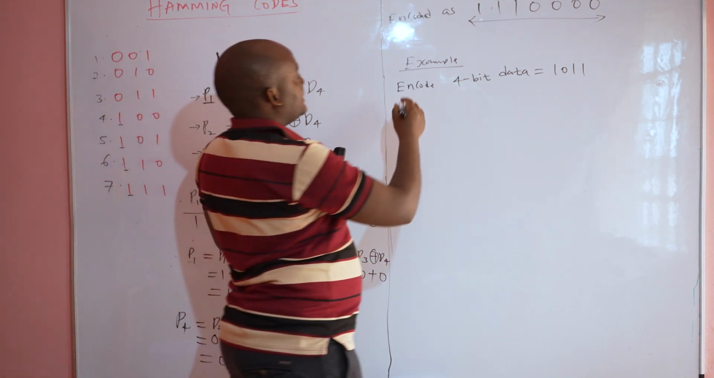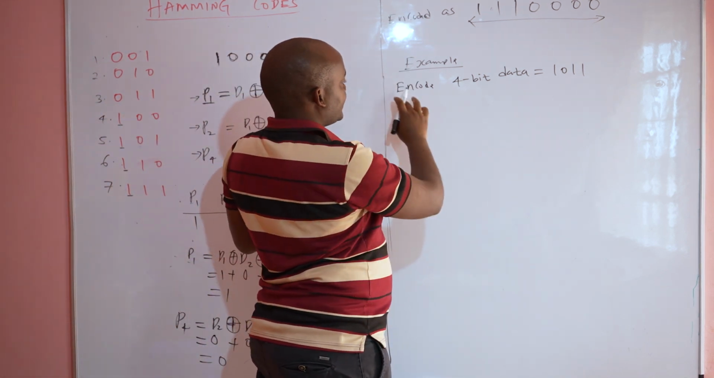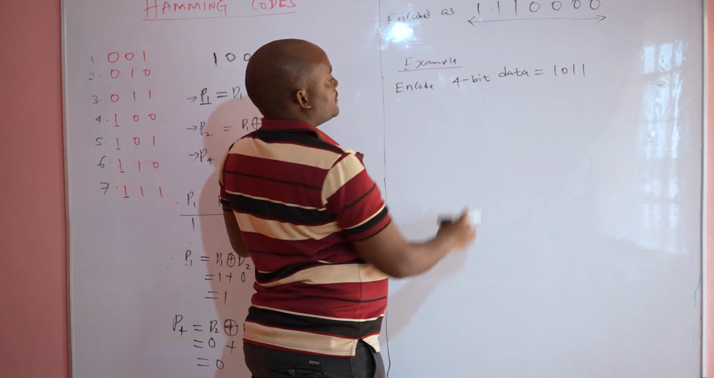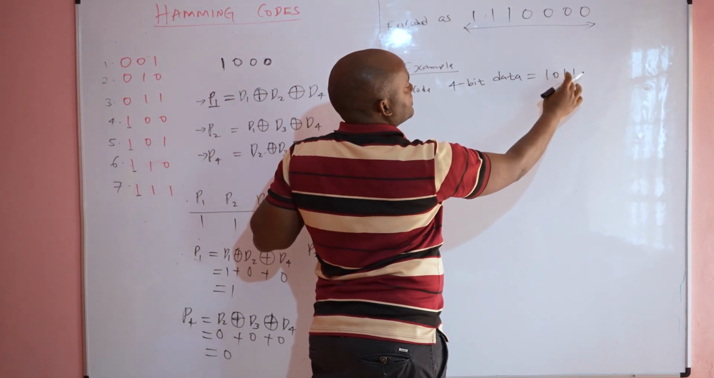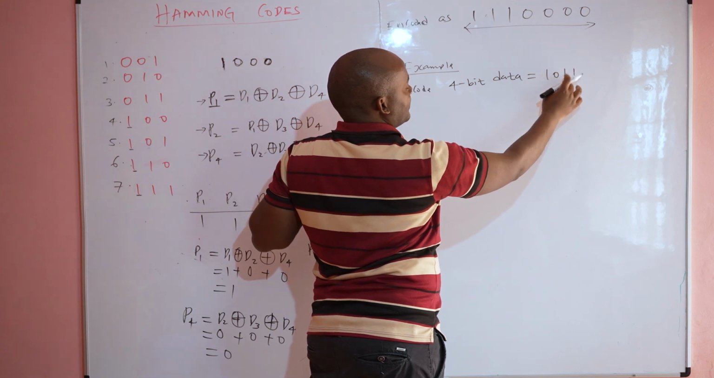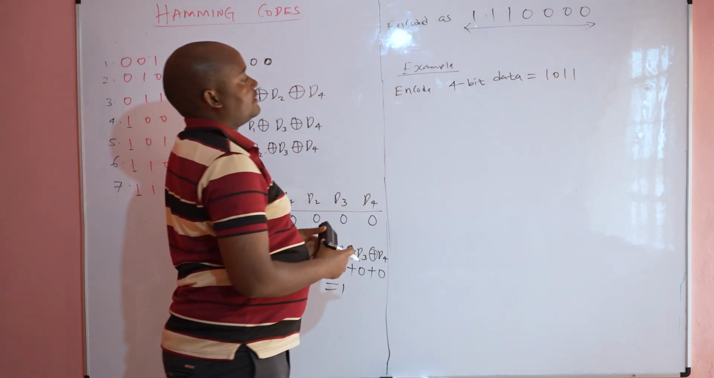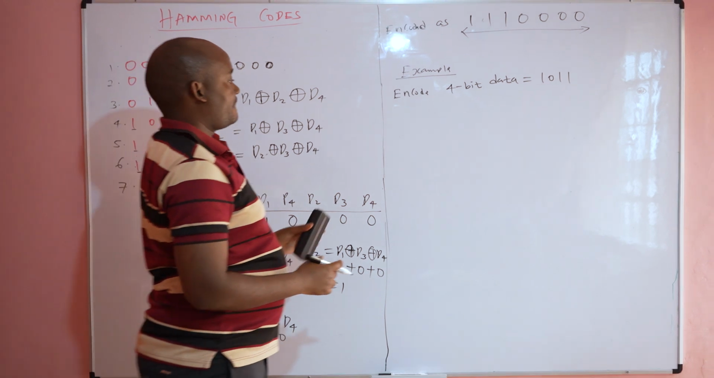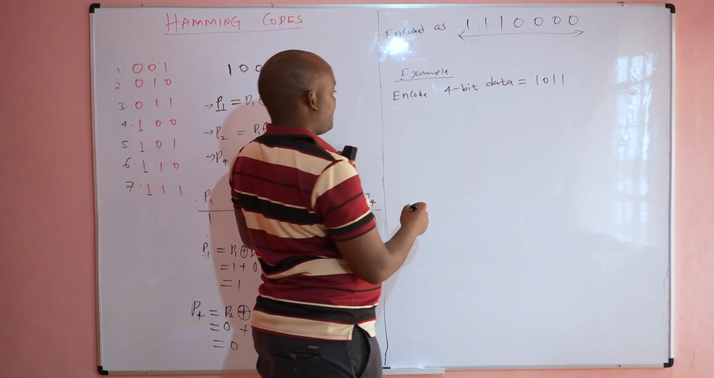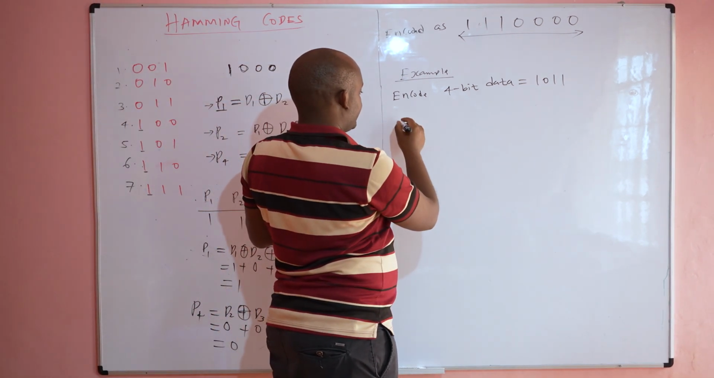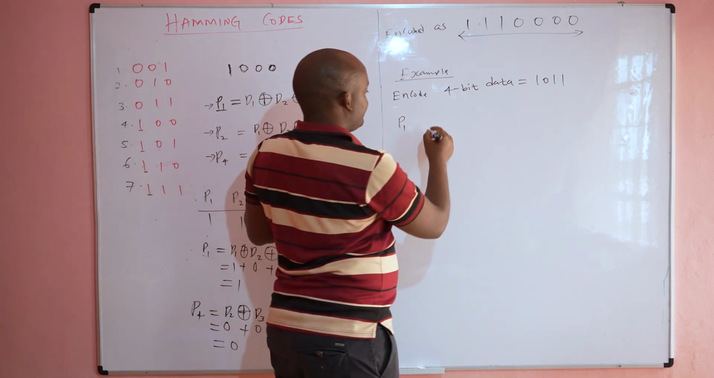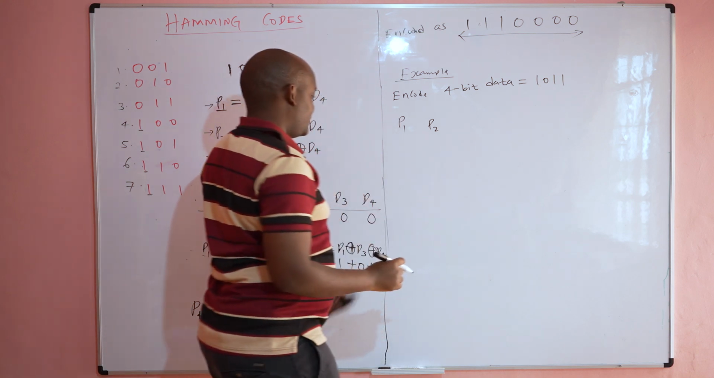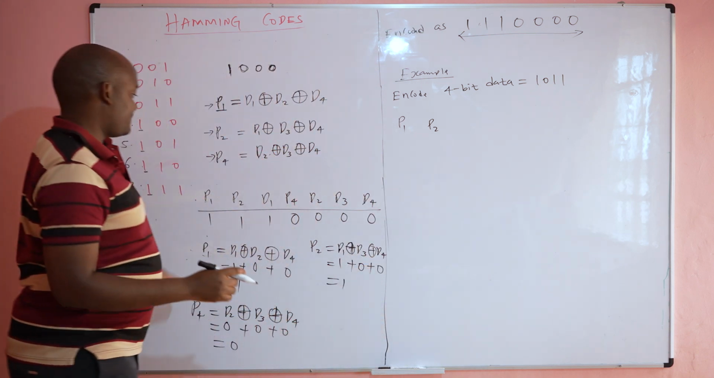So let us look at the next example. In the next example, we are told to encode the 4-bit data, which is equal to 1, 0, 1, 1. How do you encode that data? So we use the same procedure, but in this particular case, we need to construct our table, which is as follows. We have P1, we have P2, just like the previous one here.